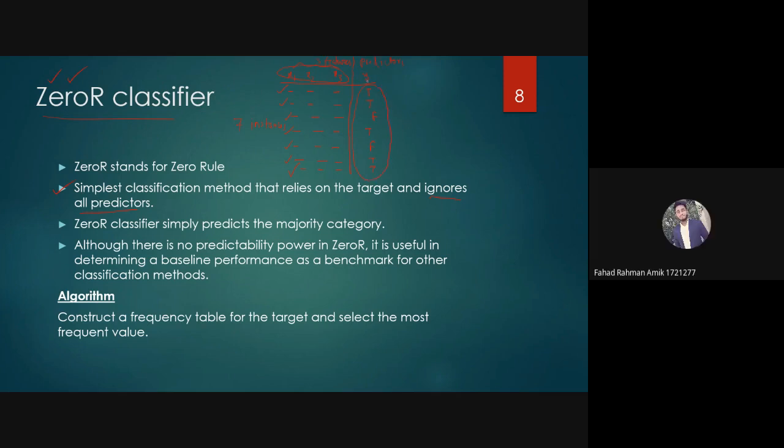So 5 true, 2 false. 5 true and 2 false. So who is the winner? Is true the winner or false the winner? True. True is the winner.